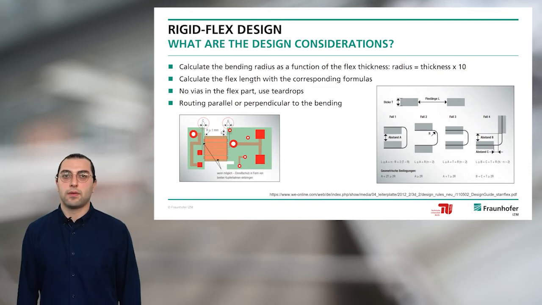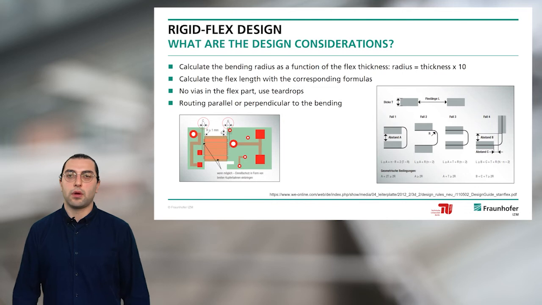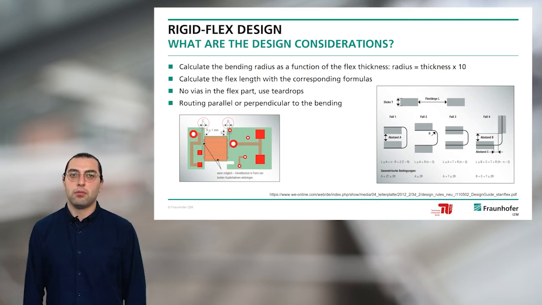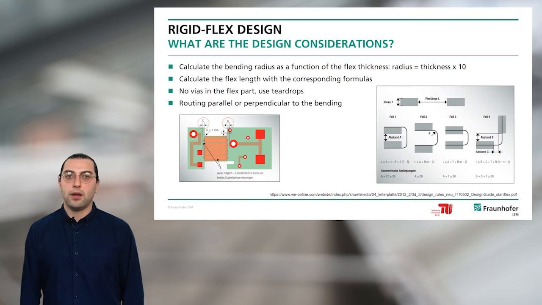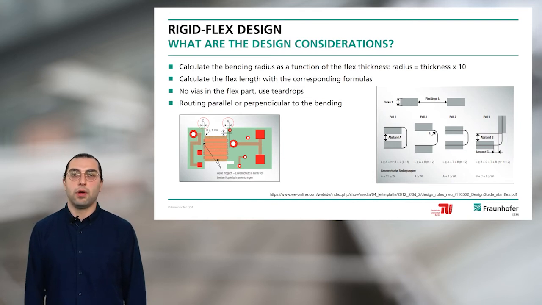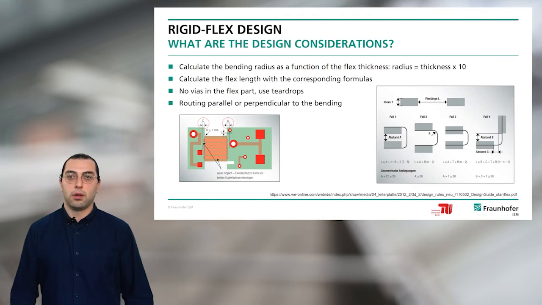when designing a rigid flex hardware. Also, in the flex part, we should use teardrops and avoid vias in this part. And when it comes to routing, we should take care of routing in parallel and/or perpendicular to the bending, so that we have reliable traces in the design.